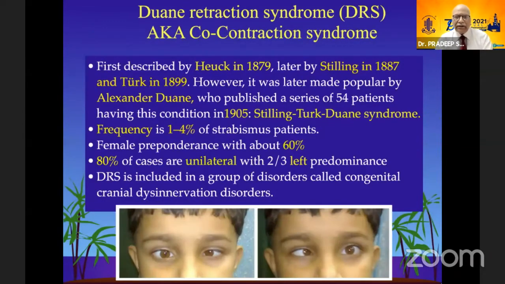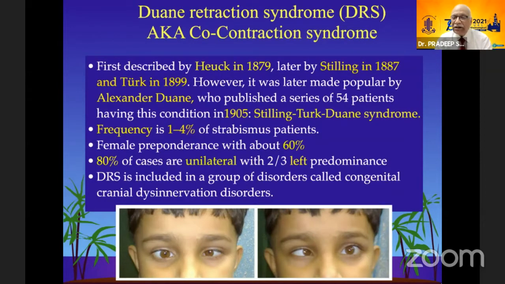The Duane's retraction syndrome is better known as a co-contraction syndrome, and it was first described by Hugh in 1879. The frequency is about 1 to 4% of strabismus patients. The female preponderance is about 60%, and 80% of the cases are unilateral. Now, these facts, which may appear just epidemiological, appear more sensible when you go through the etiology, as described by an interesting article which has come up. And the left predominance is there in 80% of cases.